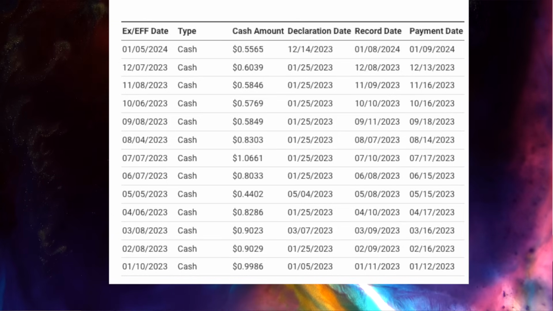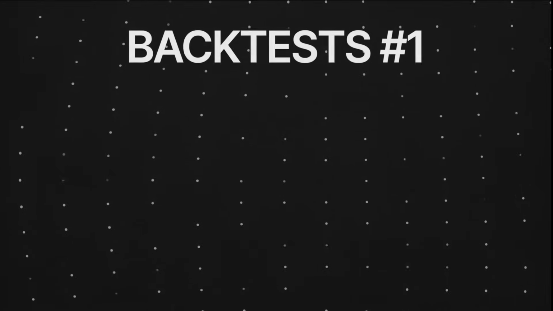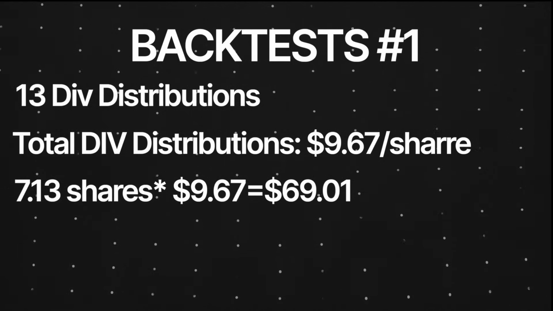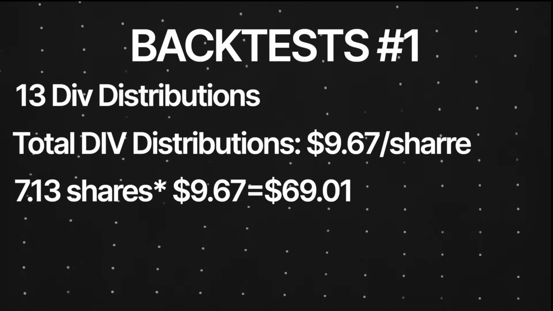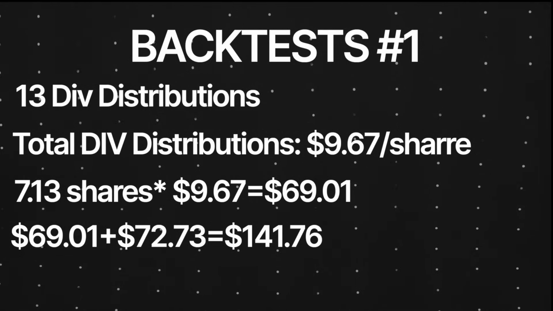Not ideal. The question remains, how much did we make from dividend distributions? Since January of 2023, there have been 13 dividend distributions for a combined payout of $9.67 and change per share. Since we own 7.13 shares, that gives us $69.01 in dividends paid out for a total position worth $141.76. Not a bad start.